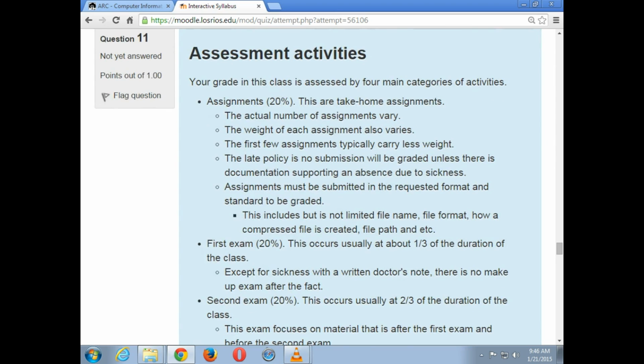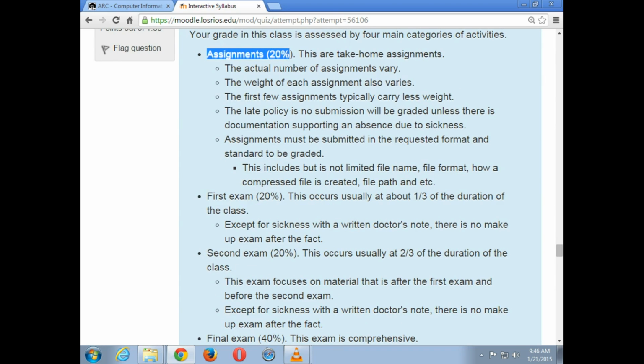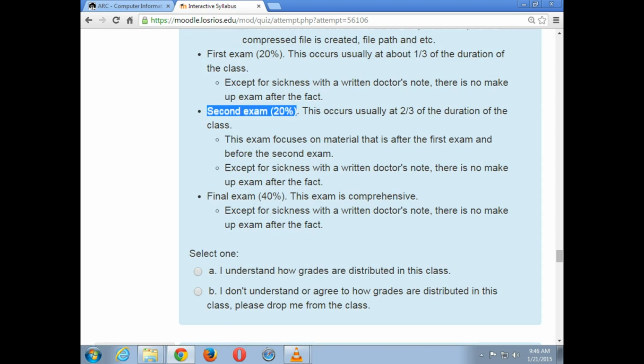Assessment activities: where are those points coming from? 20% of those points come from homework assignments, and that's not really a whole lot. 20% comes from your first exam, which is usually about 1/3 through the semester. Another 20% comes from the second exam, which is about 2/3 through the semester. And 40% comes from the final exam, which is the last exam that you have.